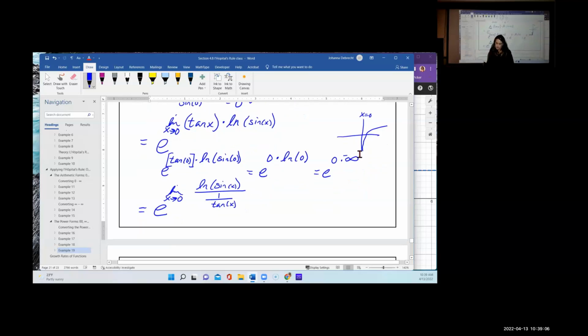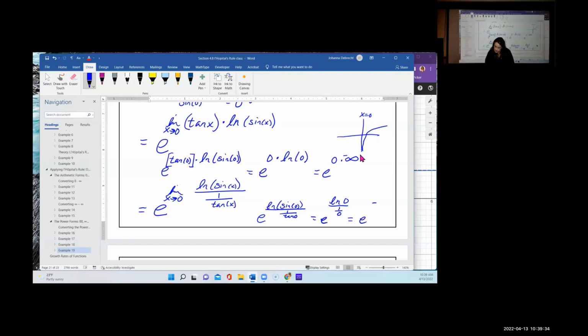Now we need to check our form again. So we have e to the natural log of the sine of 0 over 1 over the tangent of 0. The sine of 0 is 0, so we have the natural log of 0. The tangent of 0 is 0, so we have 1 over 0. Natural log as it approaches 0 goes to negative infinity.